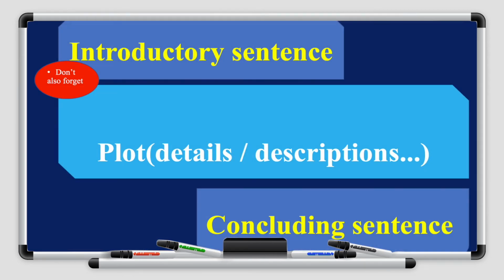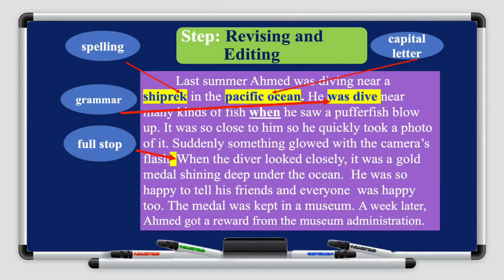Okay, and we are back. And remember that we need to have an introductory sentence, you need to have your plot where you have all the details and descriptions, and finally you need your concluding sentence. So let's look together at the mistakes in the paragraph. So last summer, Ahmed was diving near a shipwreck. Here we have a spelling mistake. Okay, we should add a C.